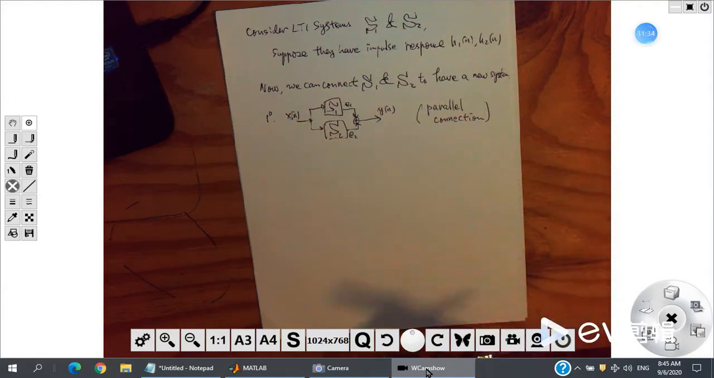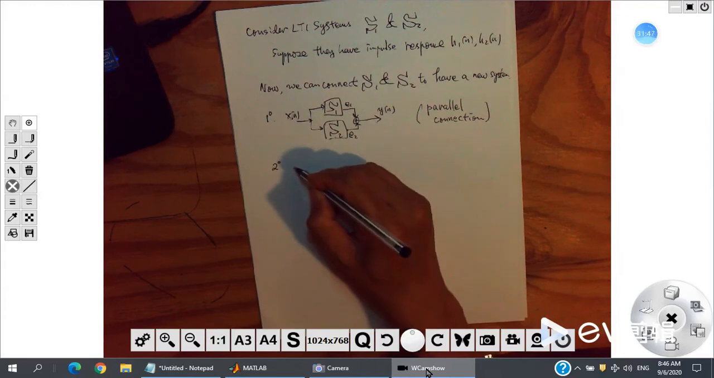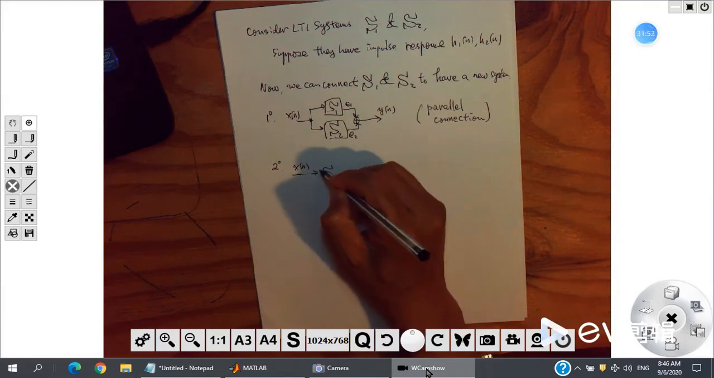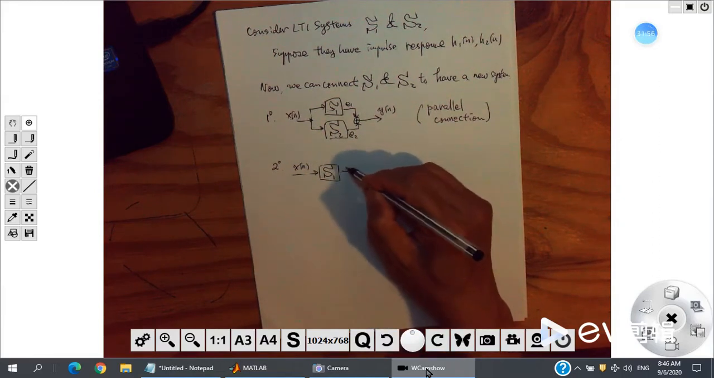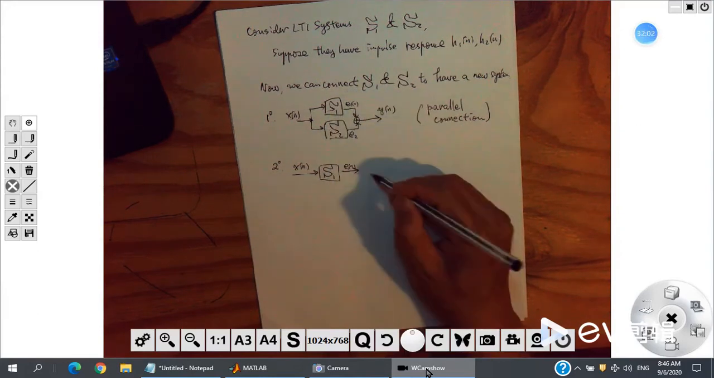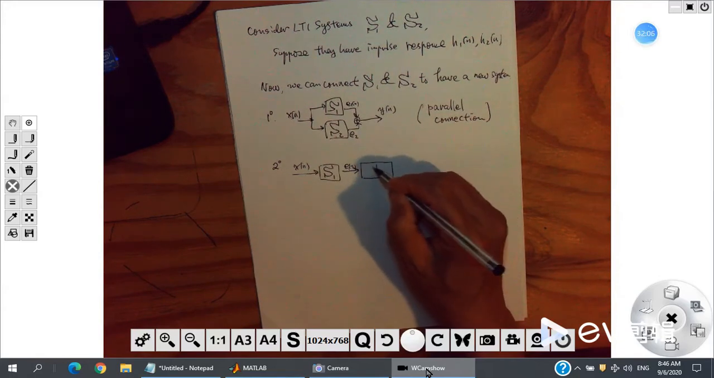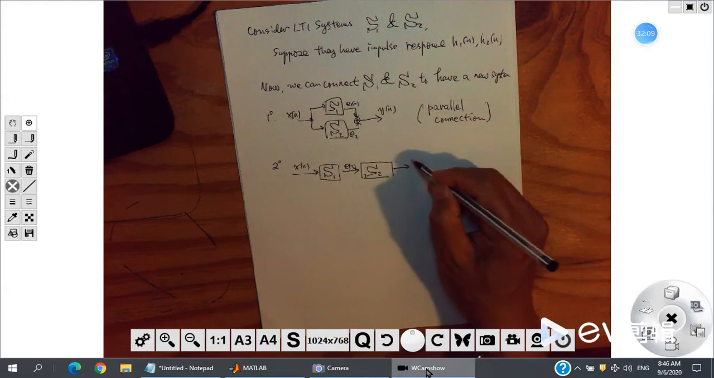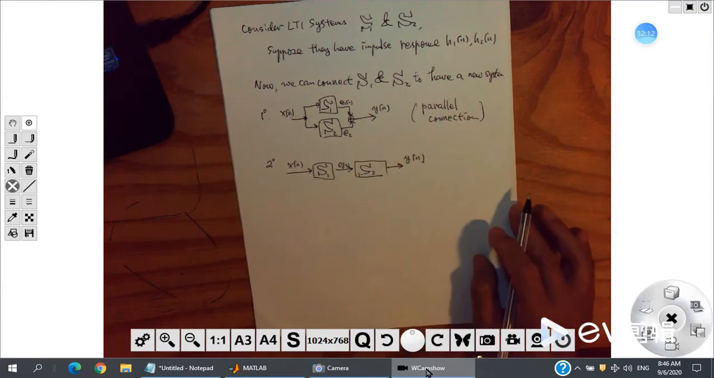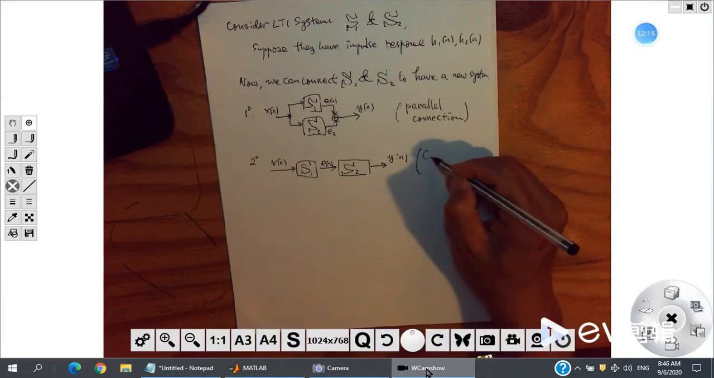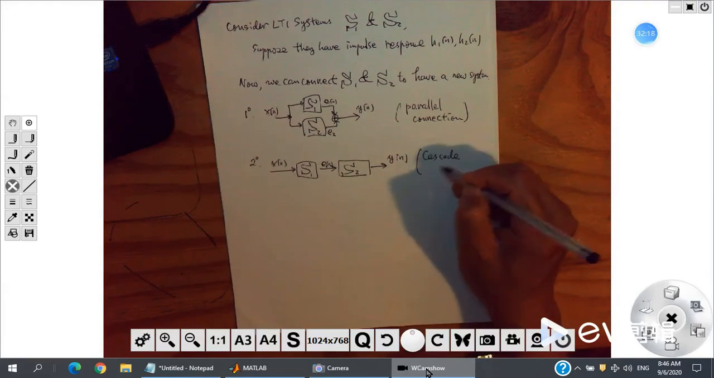You should know this very well, right? The connection of two parts. You connect them together, like two circuits. And the second way, we can combine them like this. X of N as input goes to S1, and then you have output, right? This is E1 of N. I use E1 as input to S2. Okay, now we have output. So this is also a way to connect them. I will call this a cascade connection.